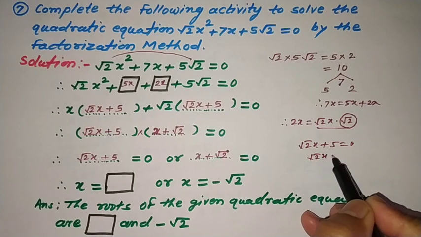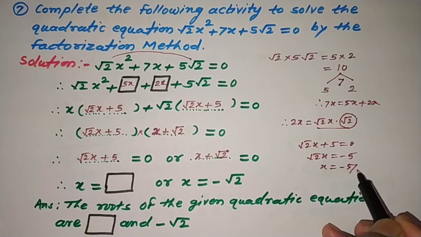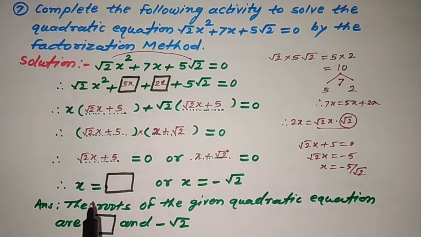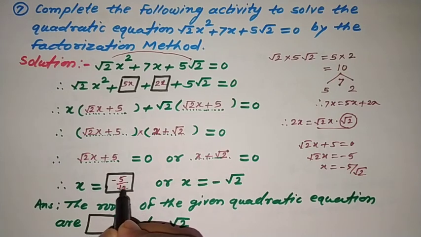Root 2x is equal to minus 5. X is equal to minus 5 upon root 2. In this box the value is minus root 2. Therefore, the roots of the given equation are minus 5 upon root 2 and minus root 2.